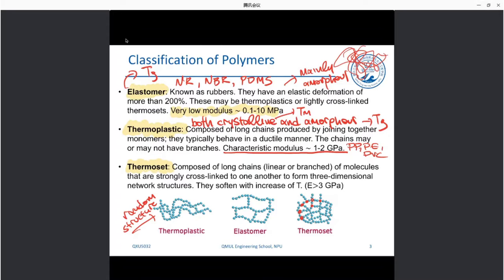Okay, so yeah, they are strongly. That is the key word here. They are strongly cross-linked to each other, and they form a 3D network structure. Okay.